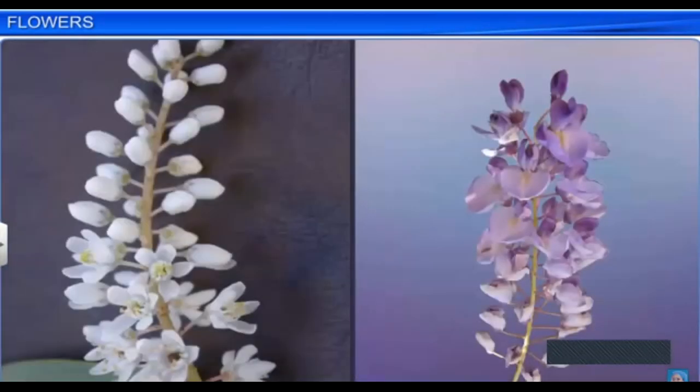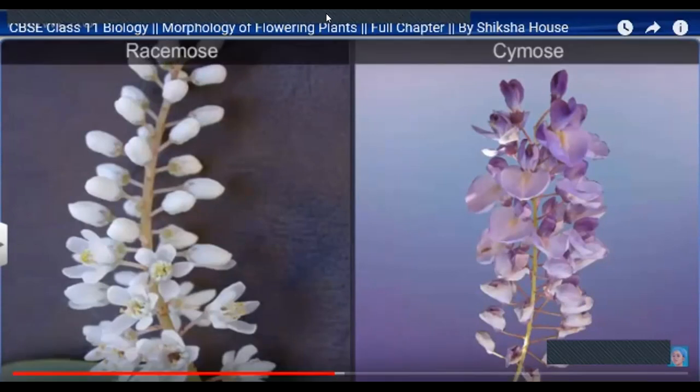The arrangement of flowers on the floral axis is called inflorescence. Depending on whether the apex of the floral axis is converted into a flower or continues to grow, two major types of inflorescences are defined: racemose and cymose. So we will see the inflorescence part in our next lecture. So that's all for today.